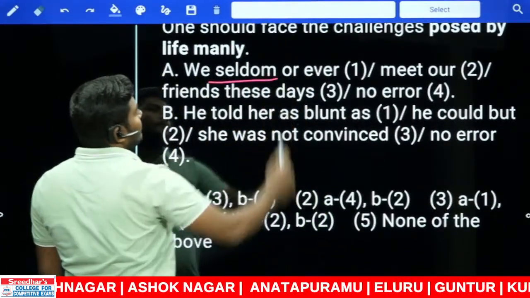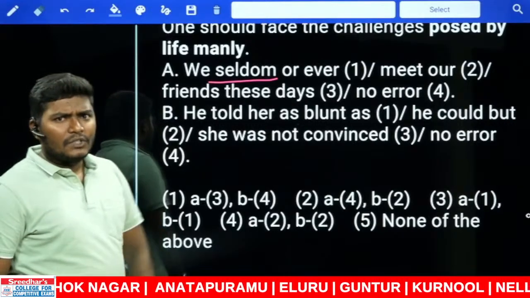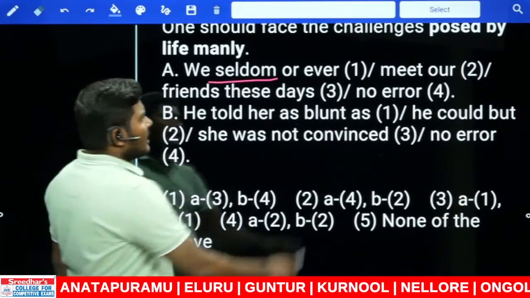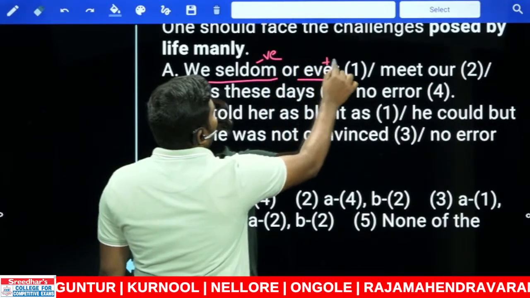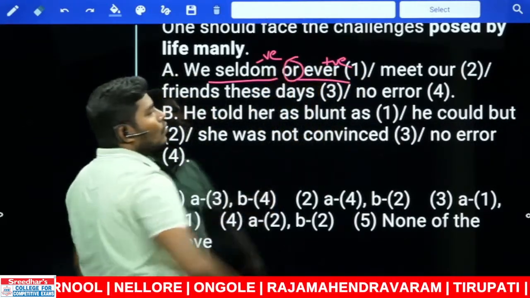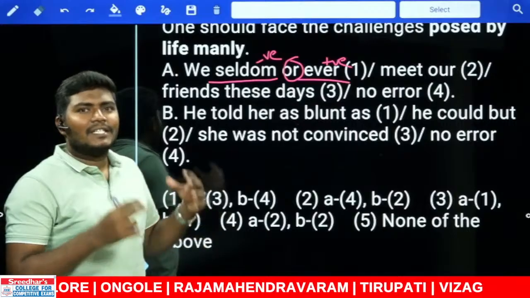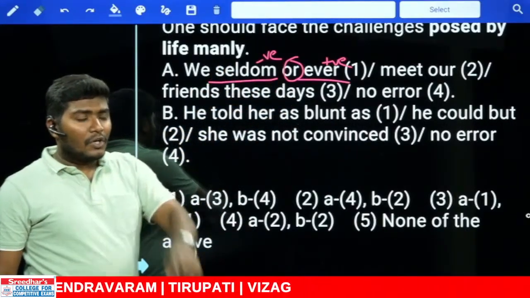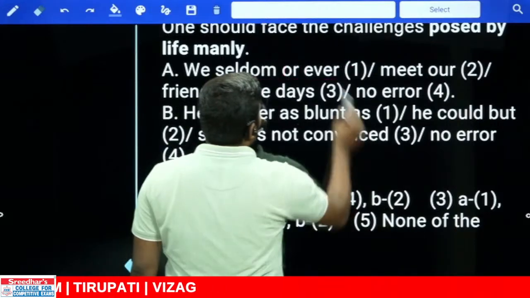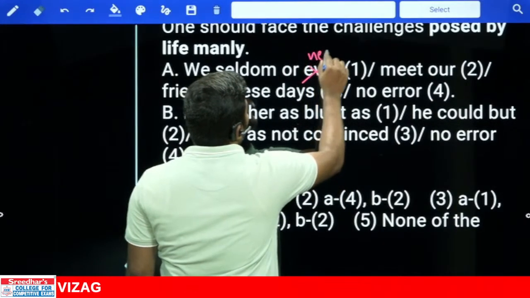We seldom. Seldom in the sense is almost a negative word, right? What is another word here? Ever. See, seldom is a negative word. Ever is a positive word. We cannot pair two combinations speaking about only one action in a single statement. We seldom or ever, this is a repeated error. This is absolutely wrong. Seldom is always used with not ever. The word should be only never.